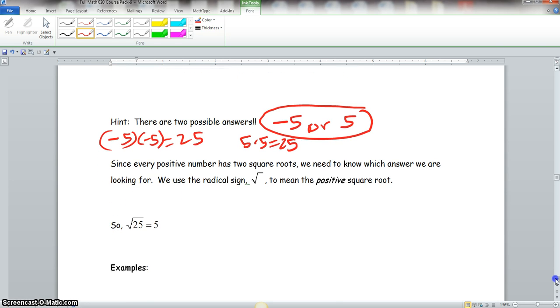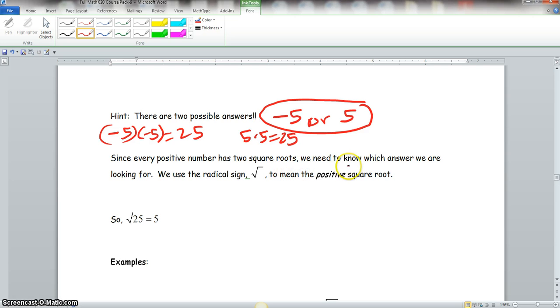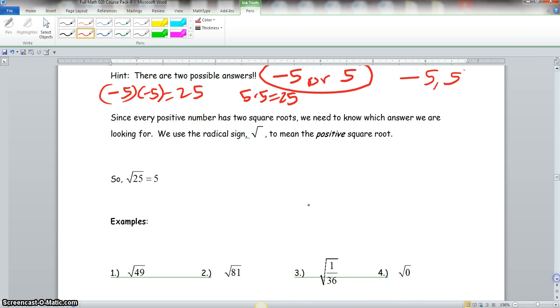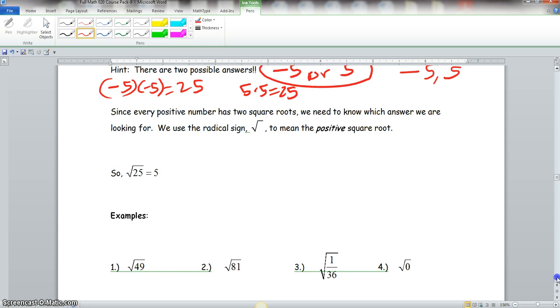Okay, now it says since every positive number has two square roots, we need to know which answer we are looking for. We use the radical sign, which I showed you earlier, to mean the positive square root. So the square root of 25 is 5. Now, actually up here, when you get into later math, you wouldn't say negative 5 or 5. You would say negative 5 comma 5. When you get to the higher level maths, you're going to indicate both of these answers. Okay, but now we're just going to stick with the positive answers in this course.